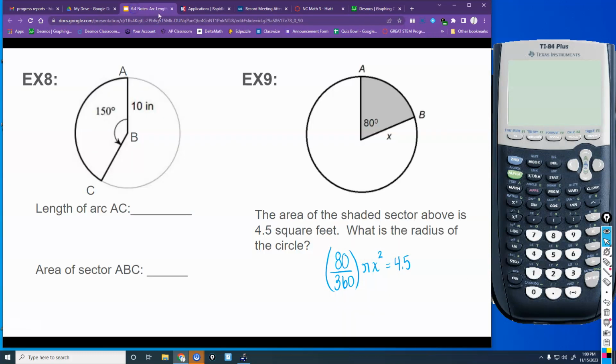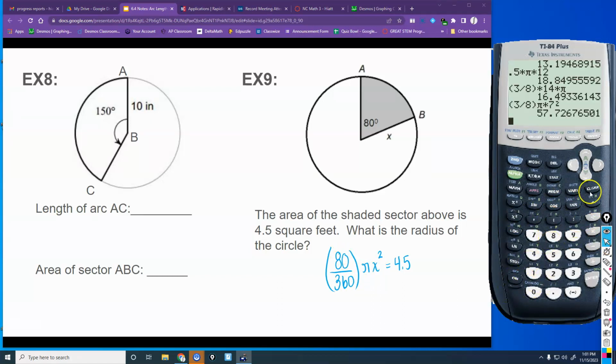Now, let's do that by hand. It's not terrible. It just looks a little scary because of what all you have. But 80 over 360 times pi, we can do in our calculator. So what we really have here is 0.6981 x squared equals 4.5. What would I need to do next? Divide by that 0.6981.